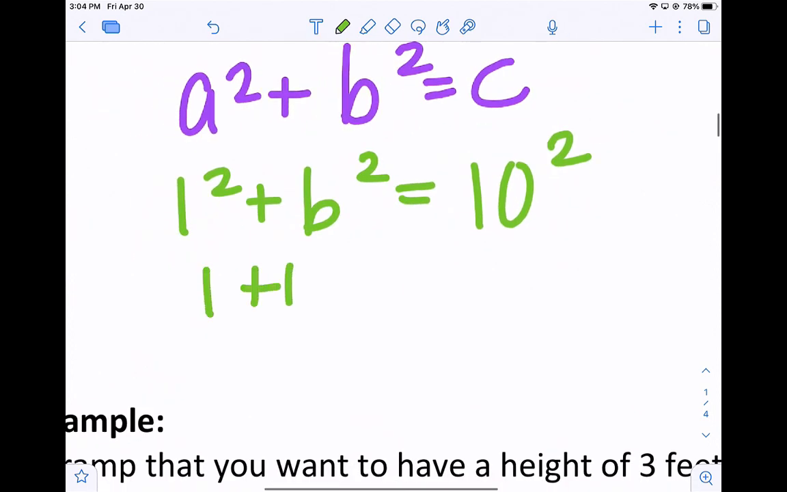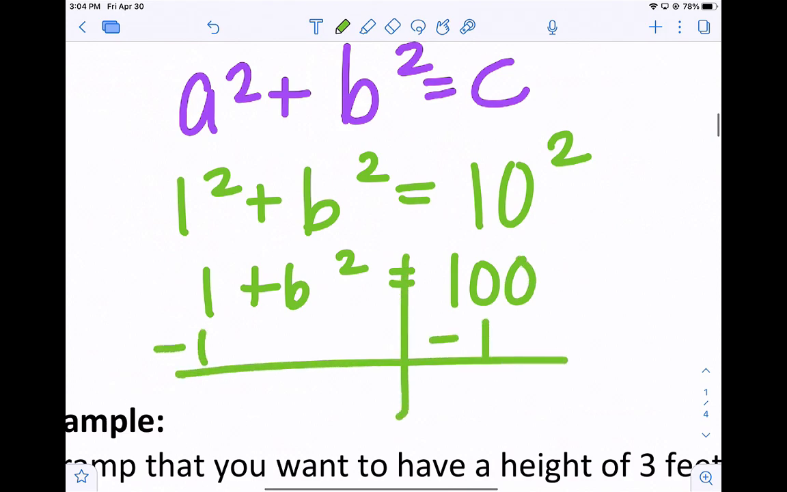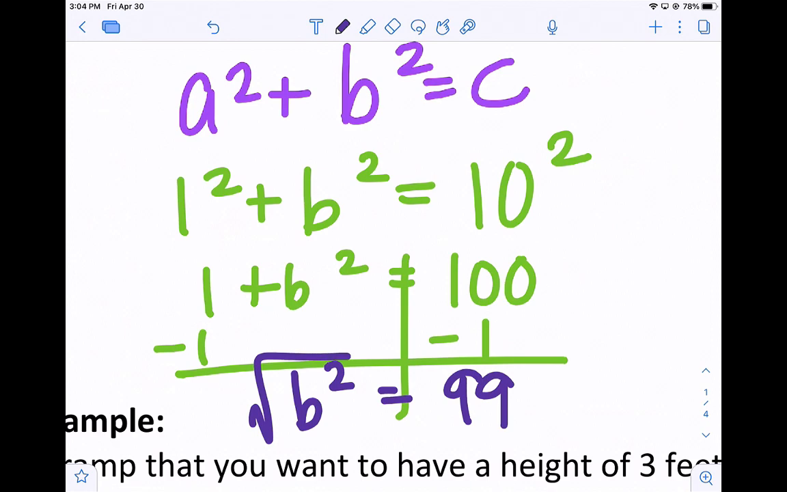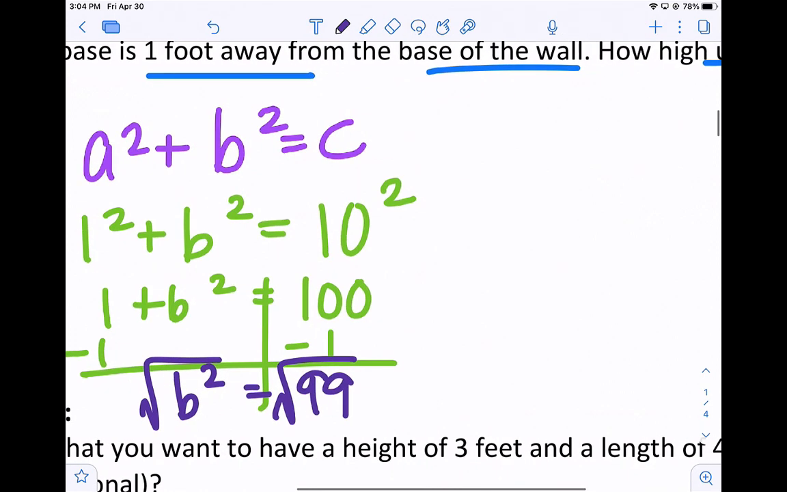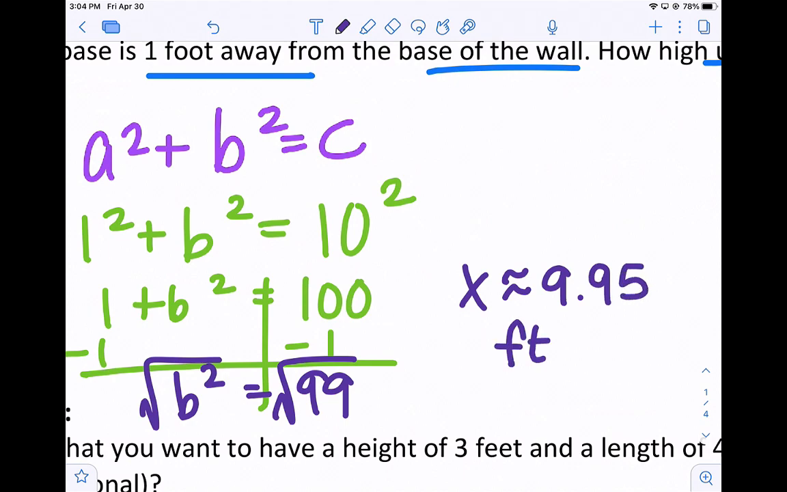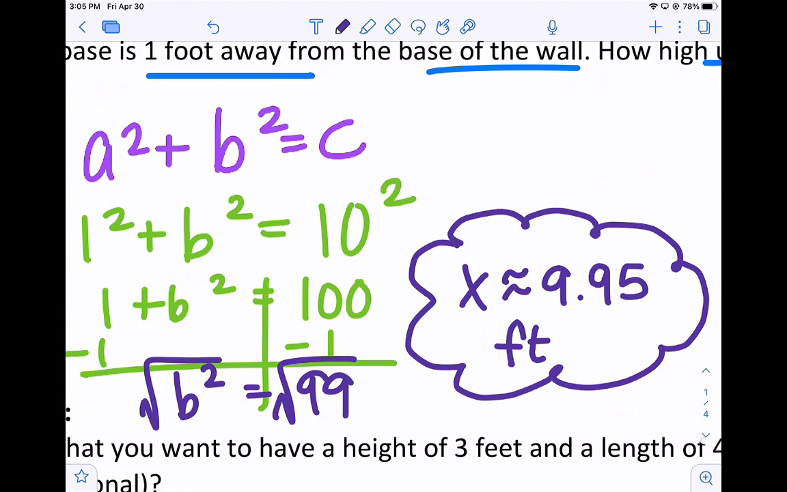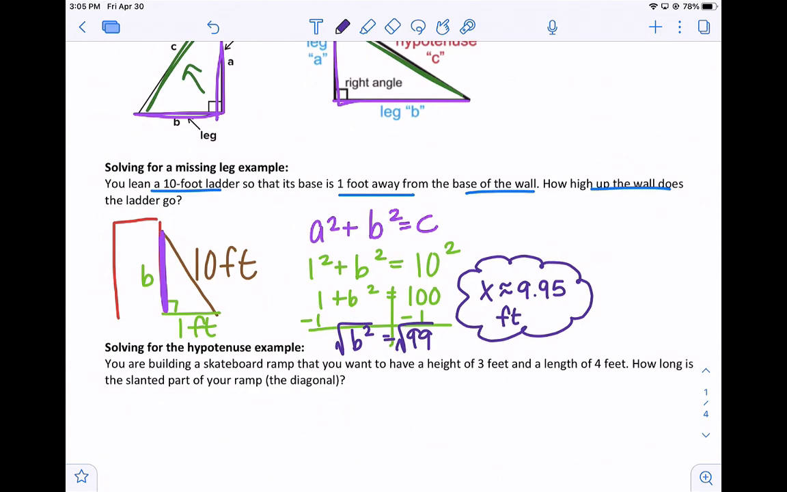And we have 1 plus b squared equals 100. We'll subtract 1 from each side as we're solving algebraically. So we have b squared equals 99. And then to get rid of a squared, we will take the square root. And so I'll type that into my calculator. The square root of 99 is about 9.9 feet if I round. So that ladder goes up 9.9 feet up the wall.